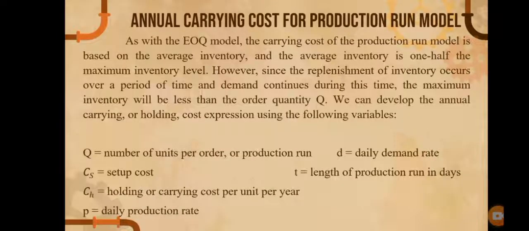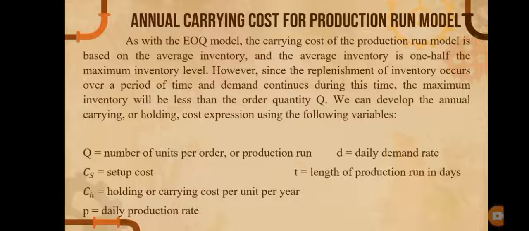So let's proceed to the annual carrying cost for the production run model. As with the EOQ model, or our economic order quantity model, the carrying cost of the production run model is based on the average inventory, and the average inventory is 1/2 the maximum inventory level. However, since the replenishment of inventory occurs over a period of time and demand continues during this time, the maximum inventory will be less than the order quantity, or our Q.